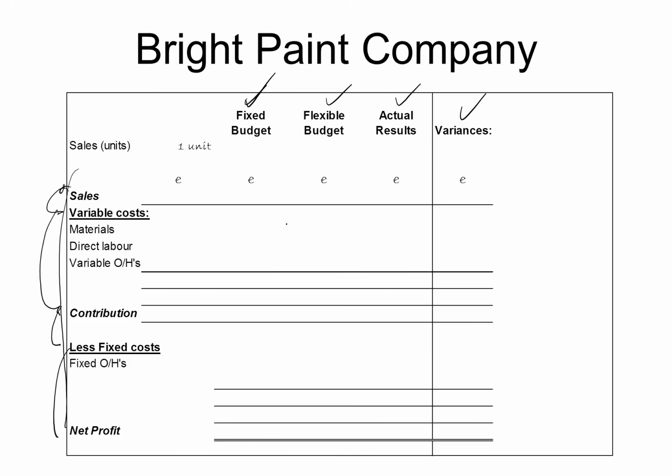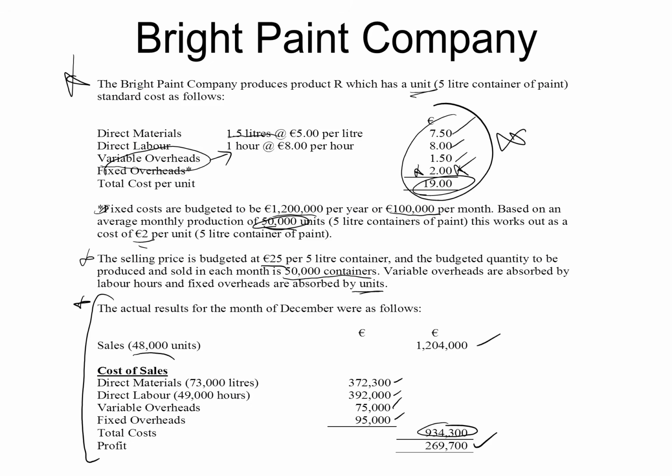So back to here. Now I've just inserted a little column here for units. So I'm going to put the unit revenue and costs in here. For instance, from the question we can see that the selling price is budgeted to be €25. The direct material cost is budgeted to be €7.50. The direct labour cost per unit is budgeted to be €8, and the variable overhead per unit is budgeted to be €1.50. Now just going back, we can see we're getting that information from here, given to us in the question.